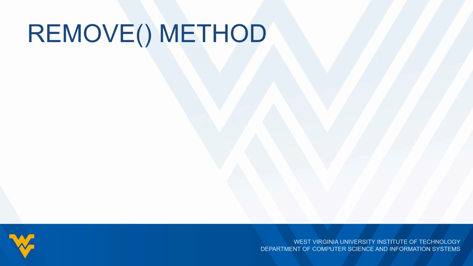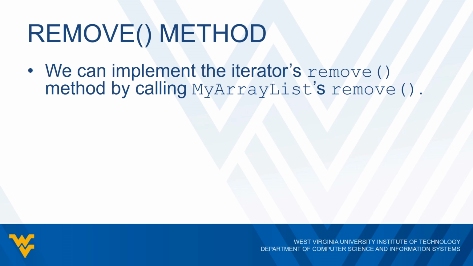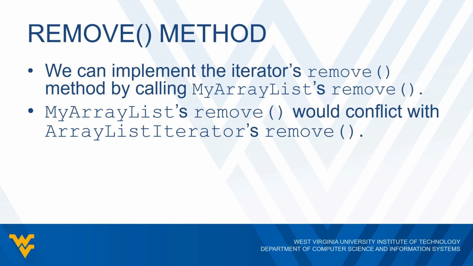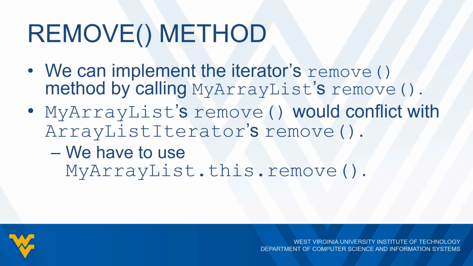Now, I do want to mention a little bit about the remove method. I didn't really explain that when we were looking at the code. We had the remove method given to us, public void remove. The way we can implement this is by calling the myArrayList's remove method. The one thing we have to be very careful with is that I can't just say remove inside of that definition, because it would conflict with the ArrayList iterator's remove method. So we have remove methods in both of these classes. Here we have to explicitly mention that we're talking about the remove method from the myArrayList class. This is why we have to do myArrayList.this.remove in this particular case, because without it, Java wouldn't know which remove we're talking about. Are we talking about myArrayList, or are we talking about ArrayList iterator?